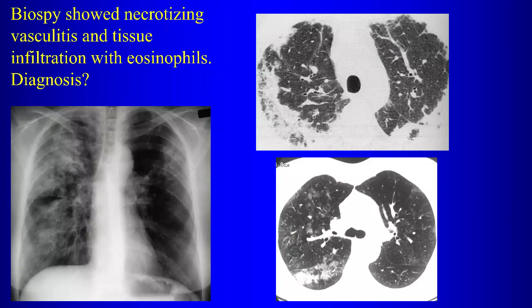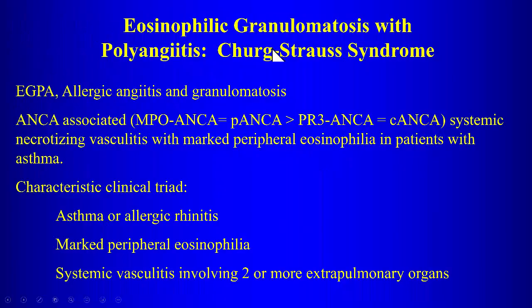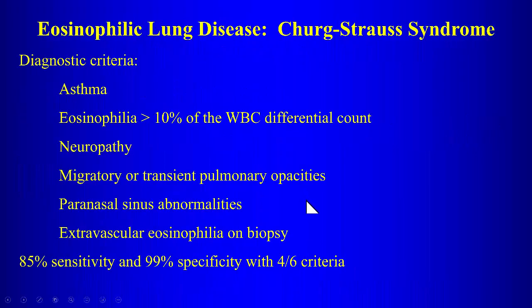Churg-Strauss. Yes, so this is Churg-Strauss syndrome, eosinophilic granulomatosis with polyangiitis. It is associated with elevated ANCA levels, and these patients can have a necrotizing vasculitis. They can have consolidations in the lung. They can have eosinophilia. Asthma, marked peripheral eosinophilia, systemic vasculitis involving 2 or more extrapulmonary organs. That's the clinical triad for Churg-Strauss syndrome.